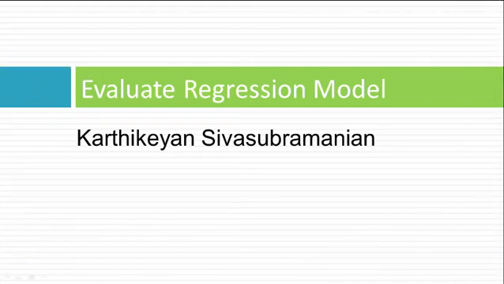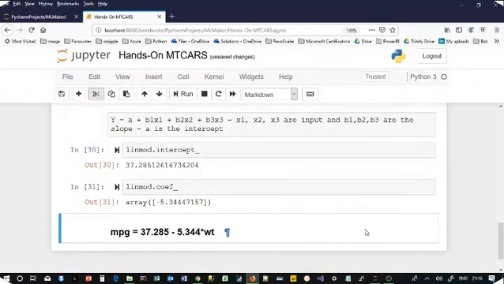Now that we have built our first model with the weight field, we would now like to look at how good is this model? How do we evaluate it? What can we do to improve this? So the equation that currently stands is miles per gallon is equal to 37.285 minus 5.344 into weight of the car.